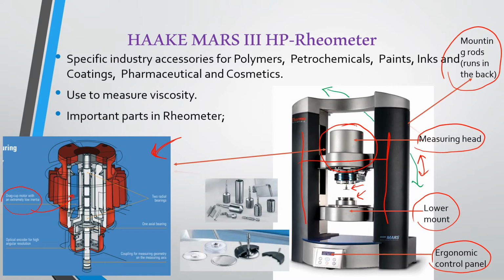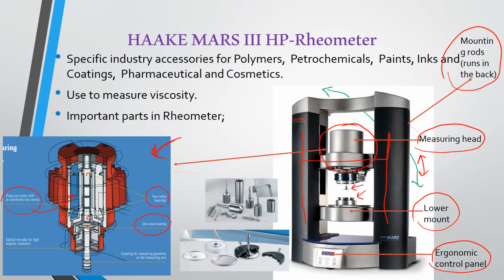The next important part is the one axial bearing right here. As you can see, this is where the axial bearing is. It supports the motor shaft in the vertical direction. And the next part is the 2 radial bearings. These are the 2 right there, on top and on the bottom. These support the motor shaft in the radial direction.